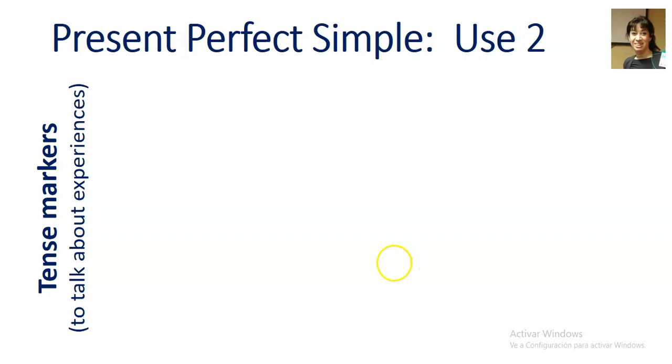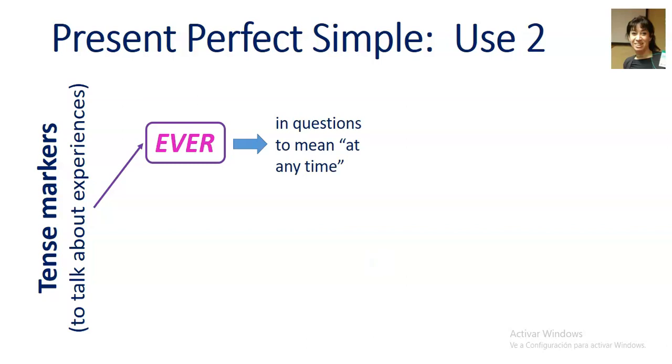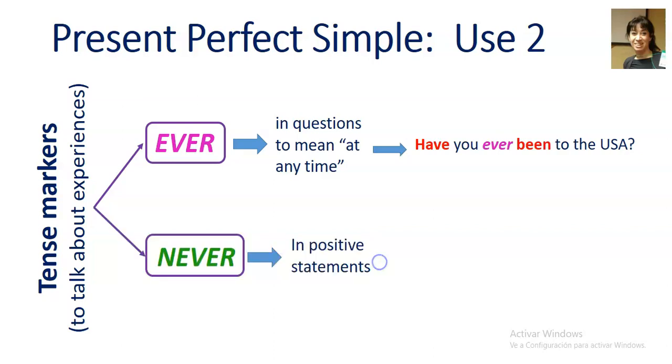So again, the tense markers when you want to talk about experiences are ever in questions to mean at any time. For example, again, have you ever been to the USA? Or never in positive statements. For example, when you say we have never visited the Cologne Theater since we were born until now, right? Maybe in the future we do go and visit the Cologne Theater, which we highly recommend.